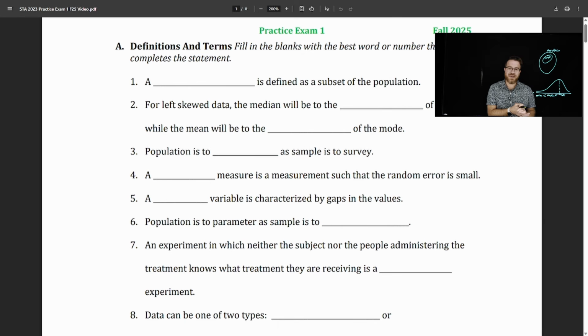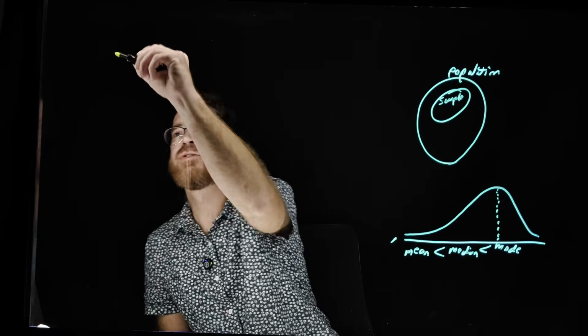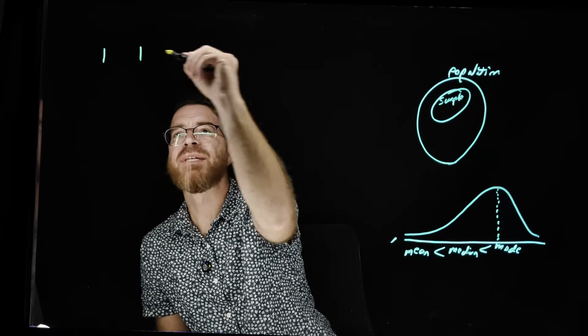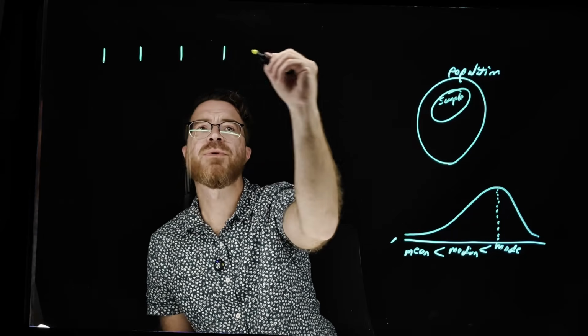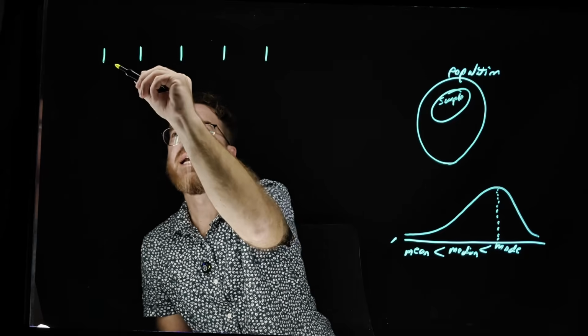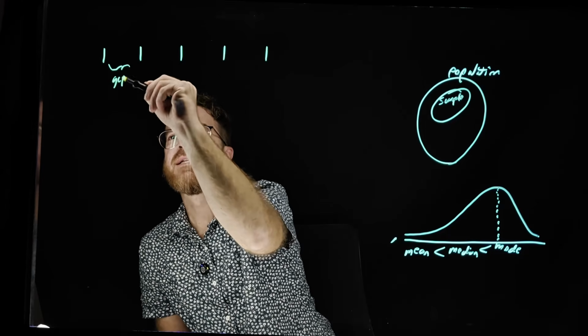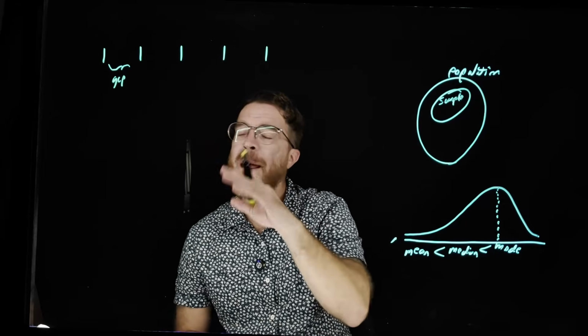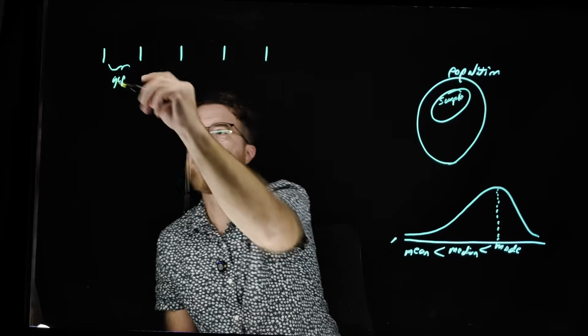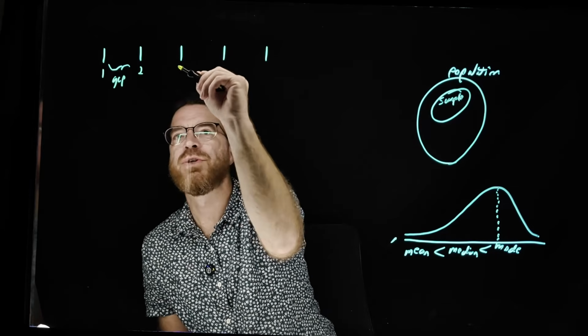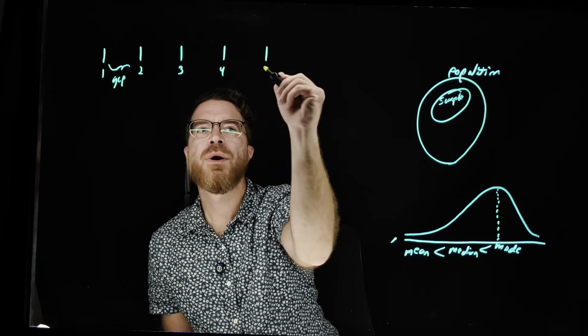A blank variable is characterized by gaps in the values. This would be a discrete measure, right? Because remember, discrete would be something like this, where we have these gaps. It could be whole numbers or could be decimals, but regardless, the idea is that you have these gaps that are some set amount and they are consistent, and also that we assume that there's nothing there. So this could be something like 1, 2, 3, 4, 5.